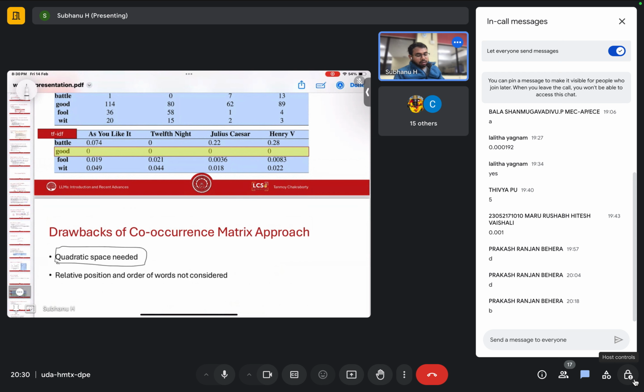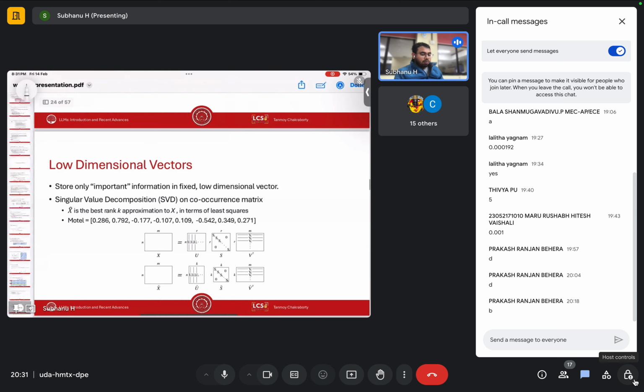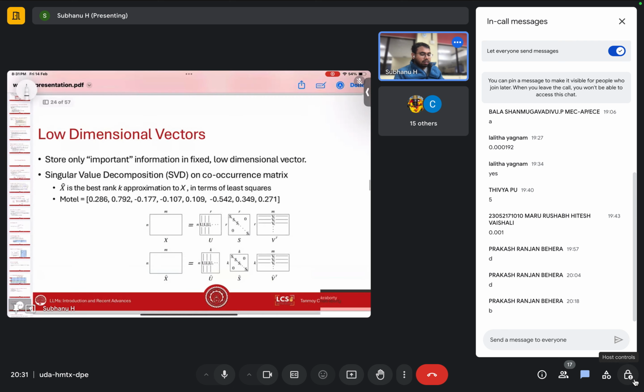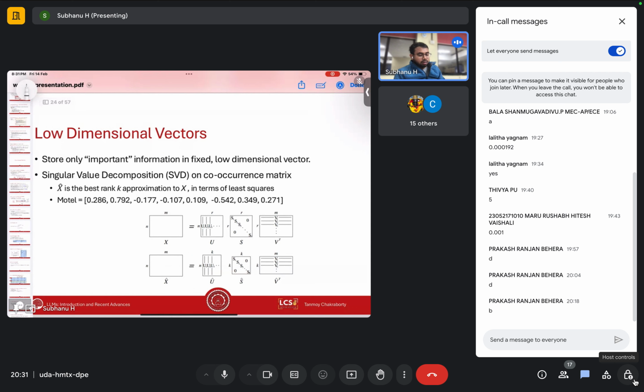So space complexity will increase, and relative position and order of words are not considered. So that's why you need something more. The problem is the big matrix. So you can fix this problem by dimensionality reduction. You can do a PCA kind of approach.